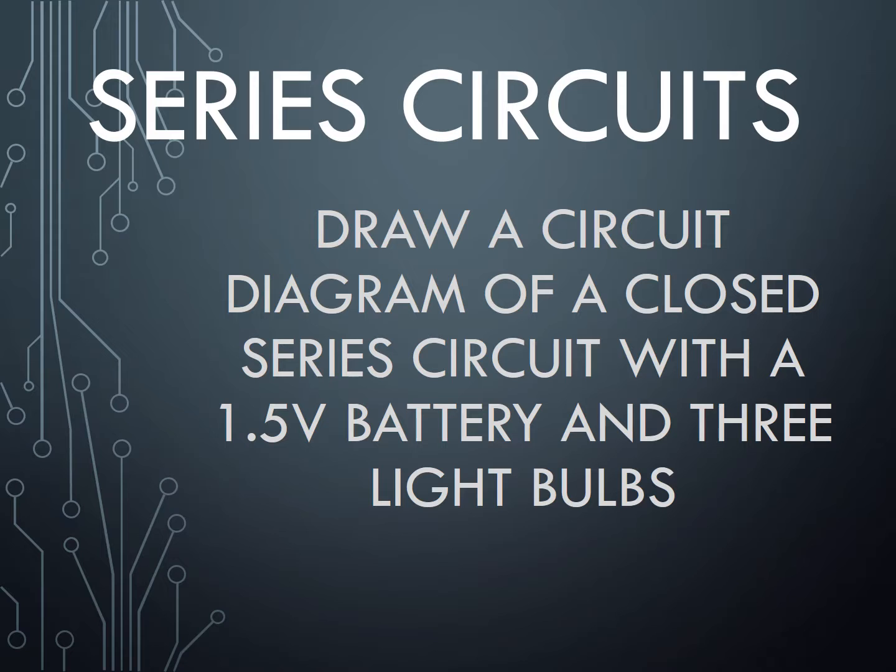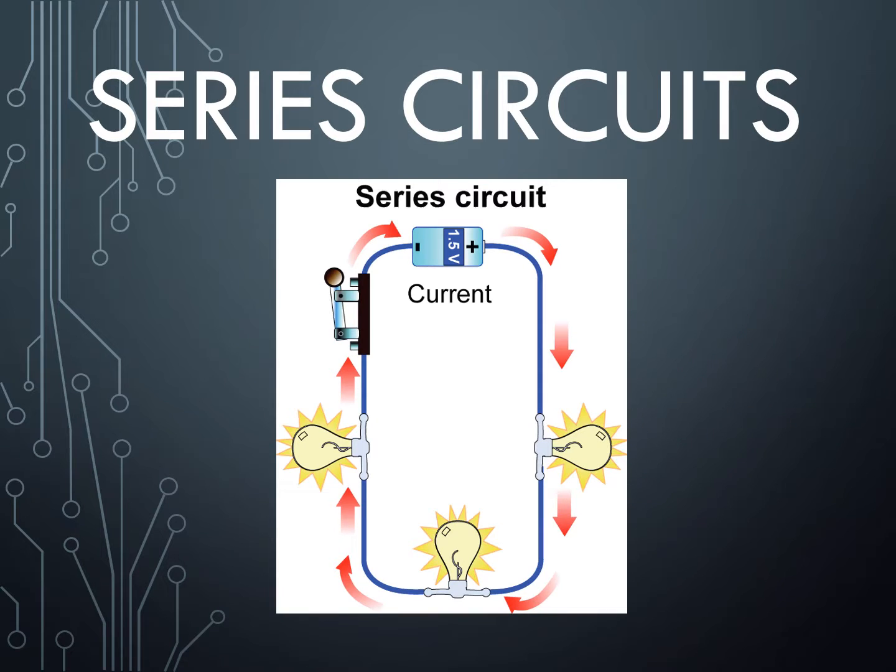So now let's draw a circuit diagram of a closed series circuit with a 1.5 volt battery and 3 light bulbs. Here we see a series circuit drawn out, and you can see from the red arrows that current goes from the positive to the negative end, and it's all a closed path and it's only one path. So this just describes a series circuit.